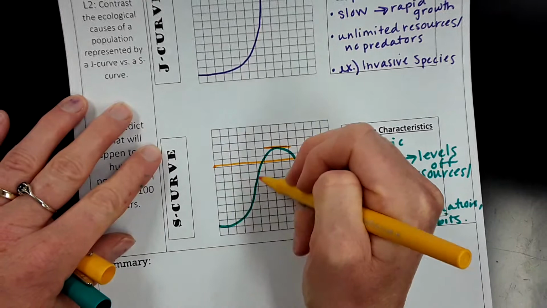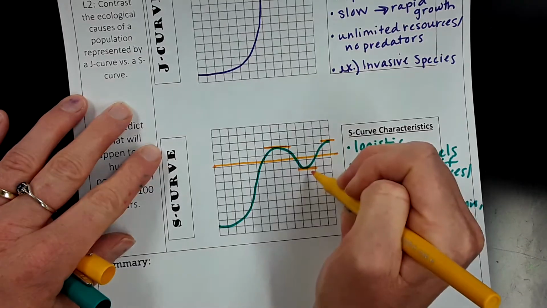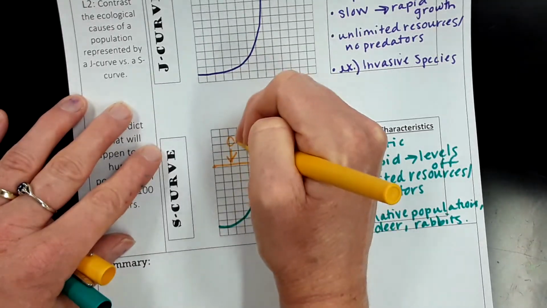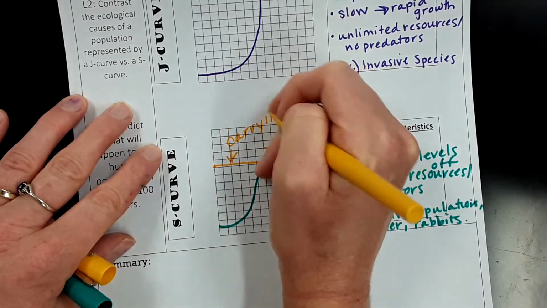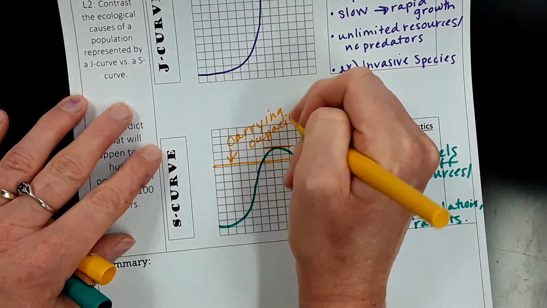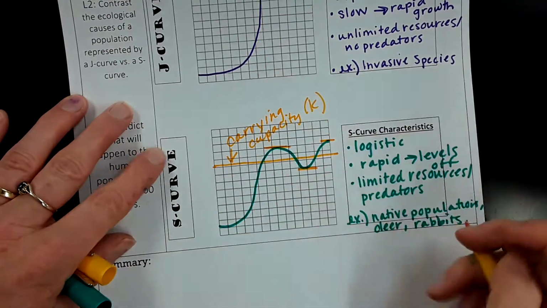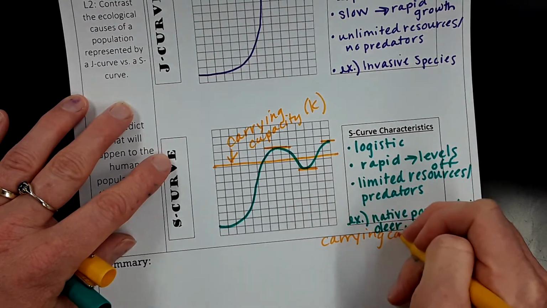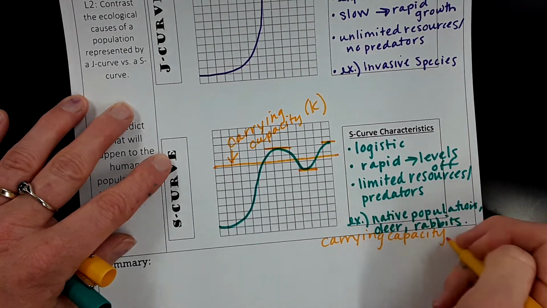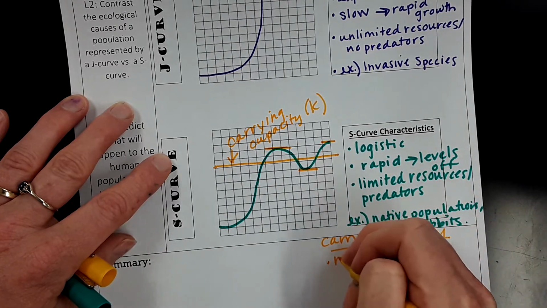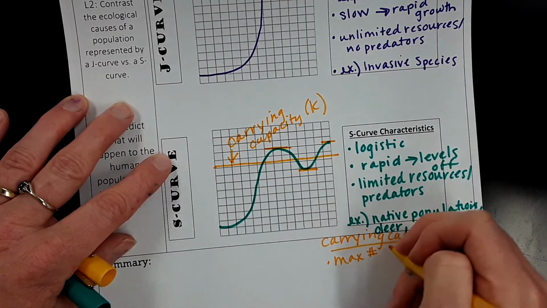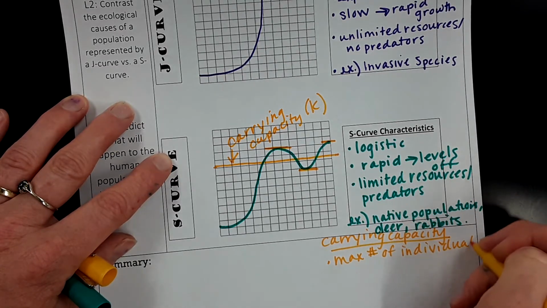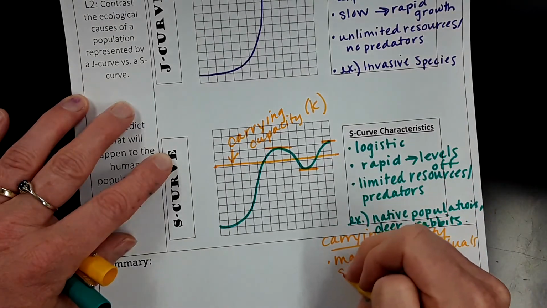So you can see the population kind of overshoots its carrying capacity, and then it dips below its carrying capacity, and it overshoots it, and then it'll dip back below. So we refer to this as a carrying capacity, which sometimes is represented at the top with the letter K. The carrying capacity is the maximum number of individuals that the population can support. So this is the maximum number of individuals supported by the environment.